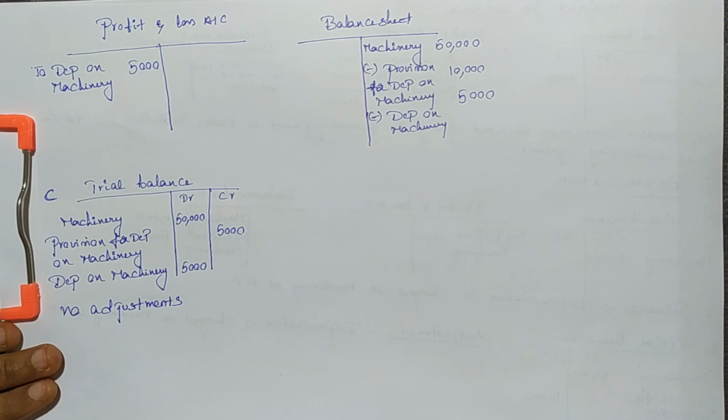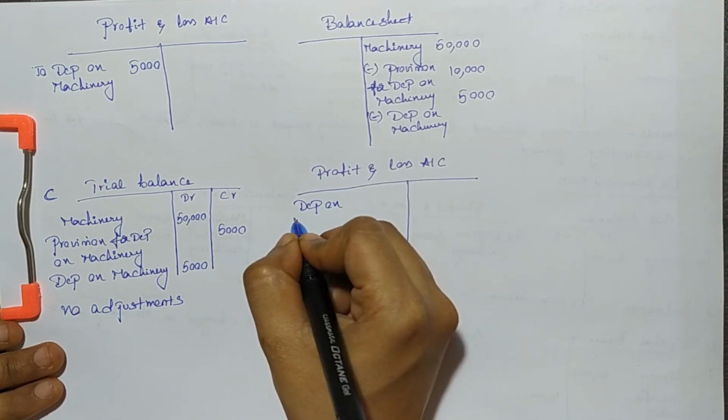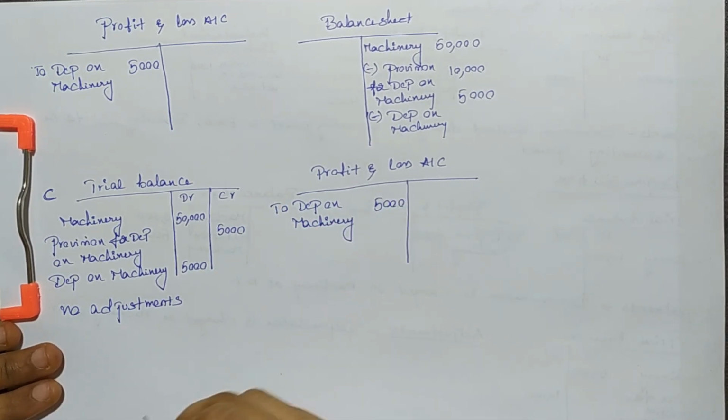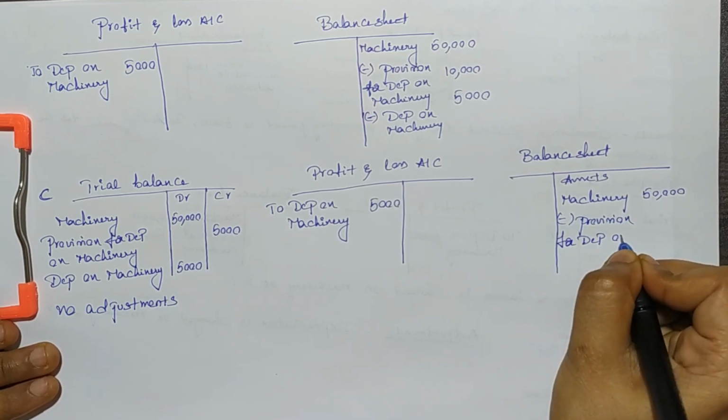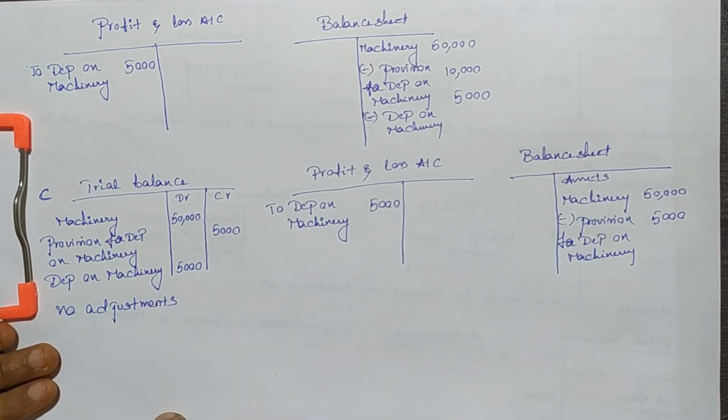In this case, how do we mention these balances in profit and loss account and balance sheet? First, we mention the depreciation amount on the debit side of the profit and loss account, and we deduct provision for depreciation on machinery amount from the machinery amount on the asset side of the balance sheet.